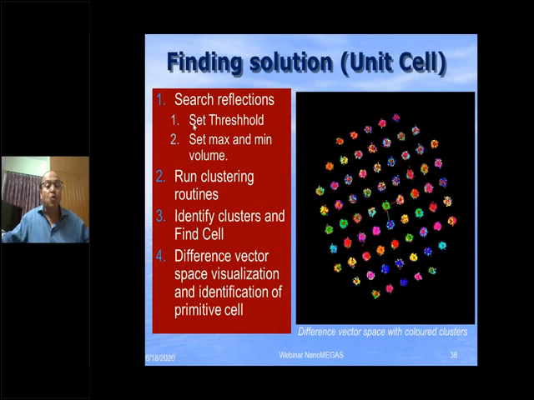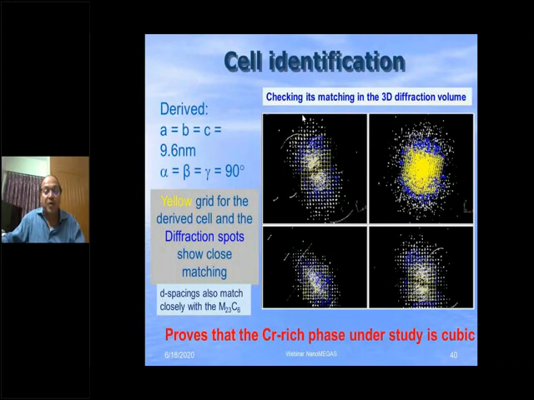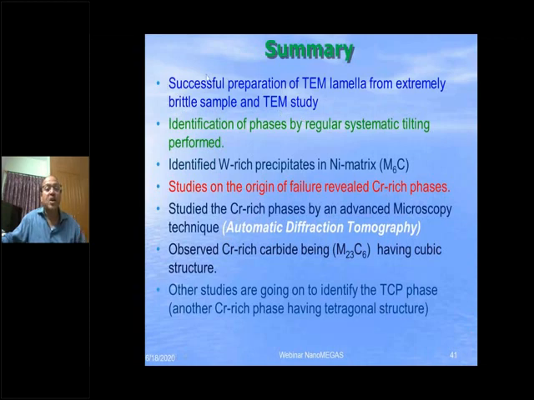So basically what we do, we first put a threshold, we set maximum and minimum volume values, and then we run the cluster routines, identify the cluster and visualize them. So this is the software part of it. We start rotating to find out the matches, and what we get, we successfully prepare the TEM lamellae from an extremely brittle sample.